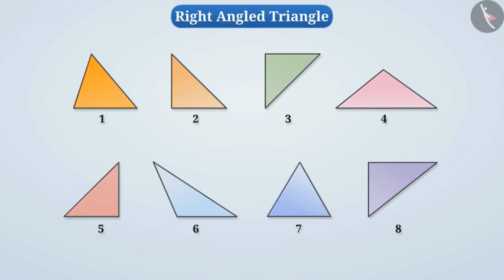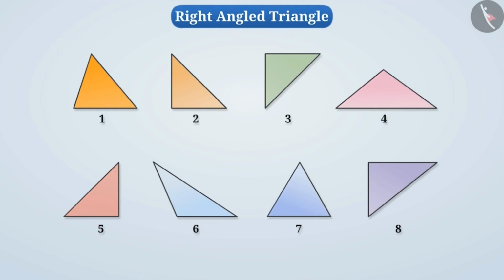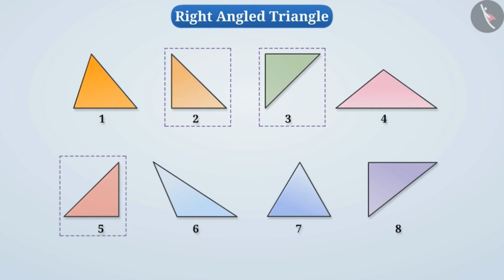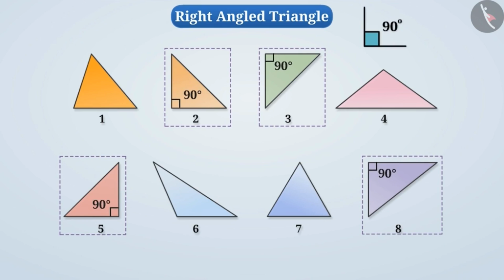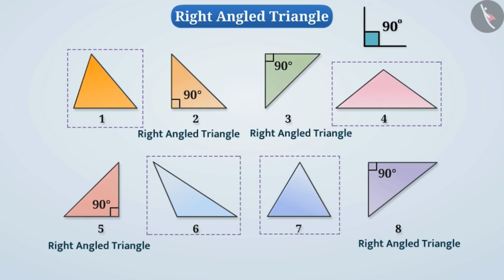As you can see, some triangles are shown here. Pause the video and find out which triangle is a right angle triangle. As you can see, the triangles shown in figures 2, 3, 5 and 8 have one angle as a right angle. So, this is a right angle triangle. Consider figures 1, 4, 6 and 7. None of the angles here is a right angle. Therefore, we cannot call them a right angle triangle.